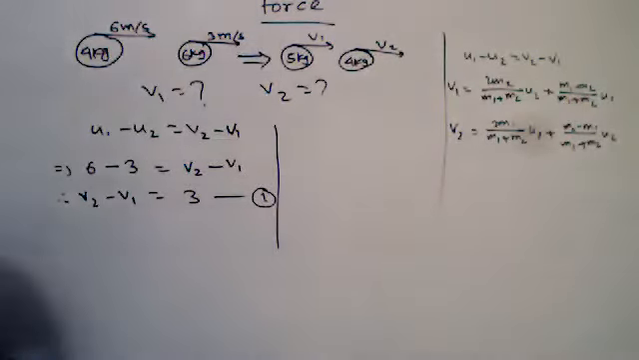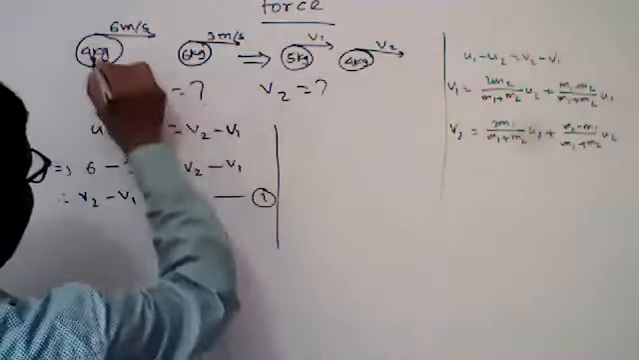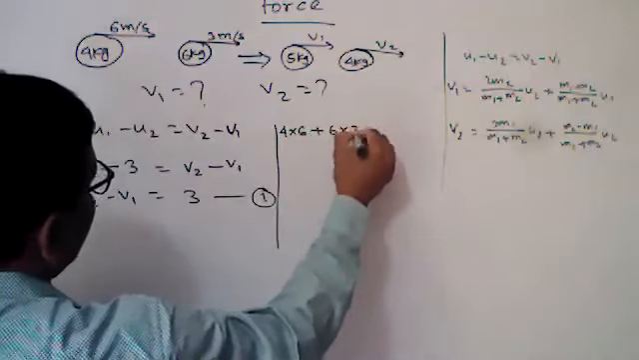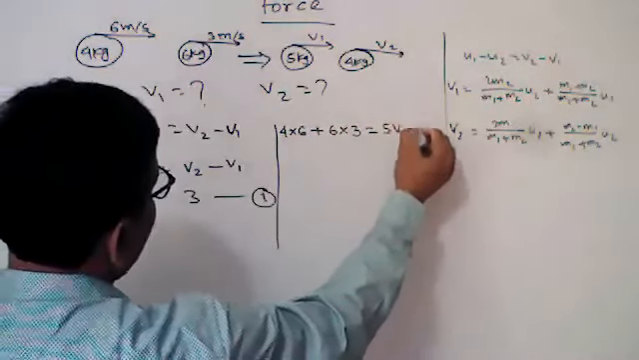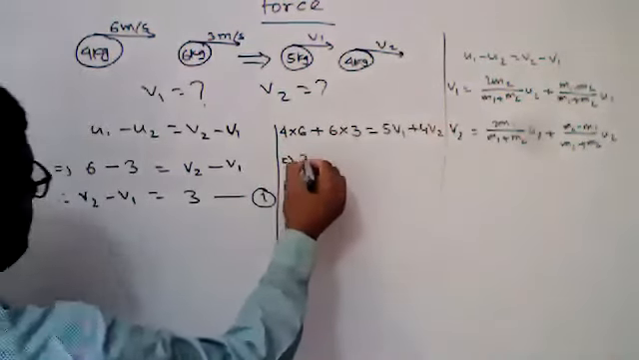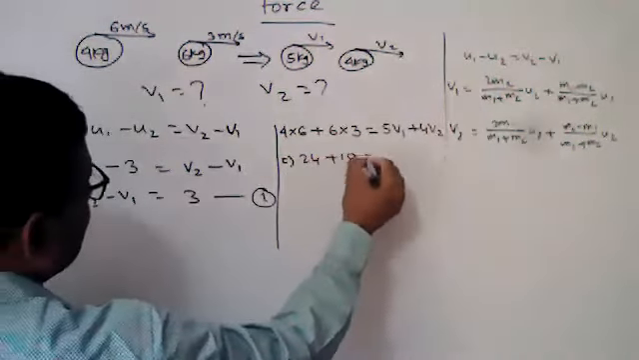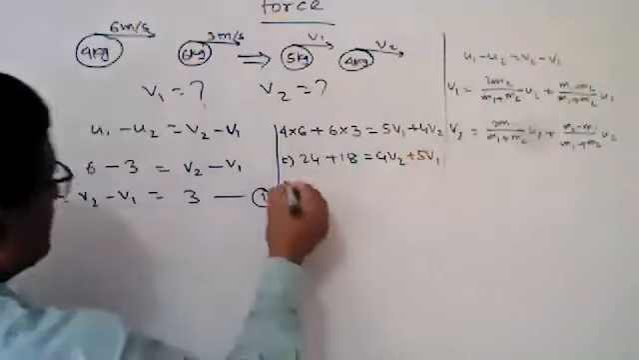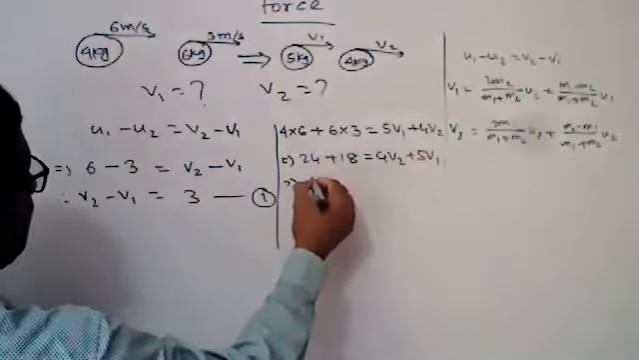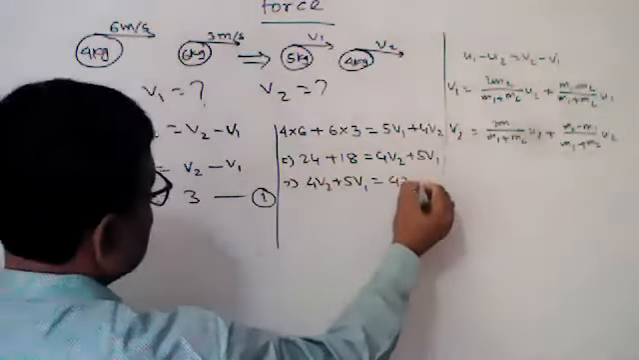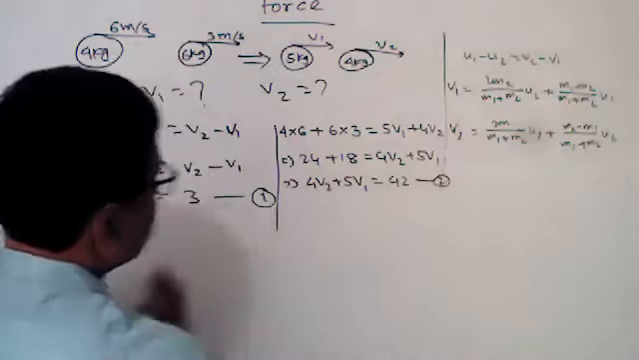From the conservation of momentum, we can write M1U1 plus M2U2, that is 4 into 6 plus 6 into 3 equals 5 into B1 plus 4 into B2. So we can write 24 plus 18 equals 4B2 plus 5B1. So 4B2 plus 5B1 equals 42. This is equation number 2.